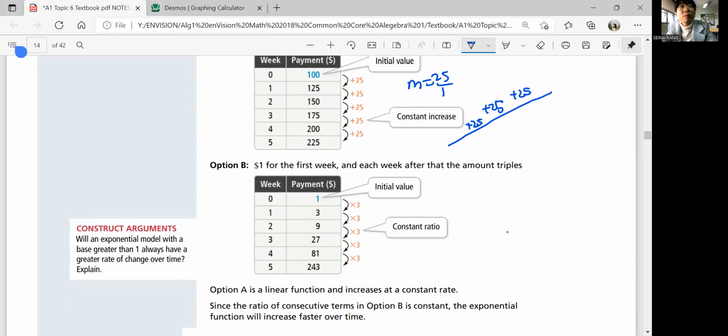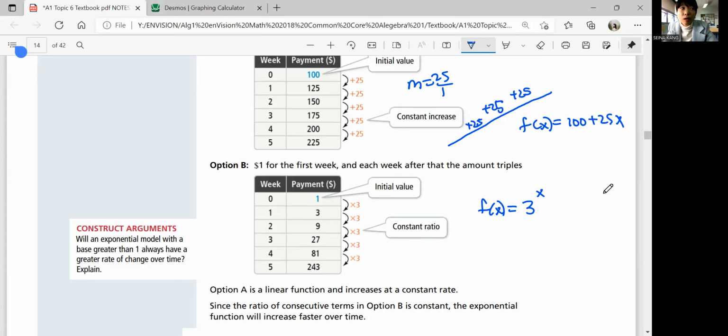ratio. You multiply by 3 every time. So you have base 3 to the power of x. And this one is 100 plus 25x, right? So then your option A is linear, option B is exponential. Since the ratio of consecutive terms in B is constant, the exponential function will increase faster over time.